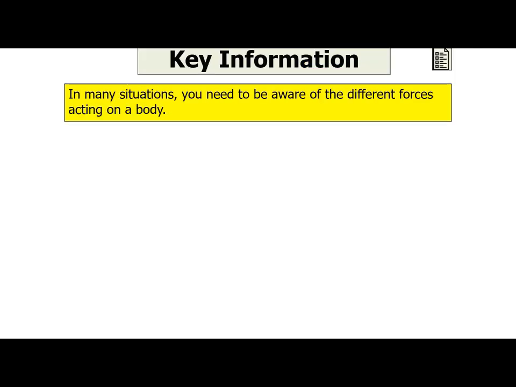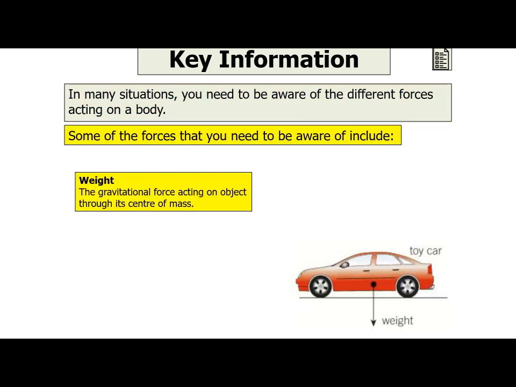Now, in many situations, you need to be aware of the different forces acting on a body. Now, some of these forces you need to be aware of include weight, which is the gravitational force acting on an object through its centre of mass, which we can calculate with the equation weight equals mass times gravity, where on Earth the gravitational field strength at the surface is 9.81 meters per second squared.